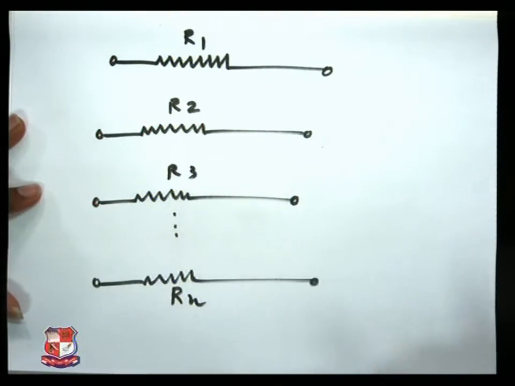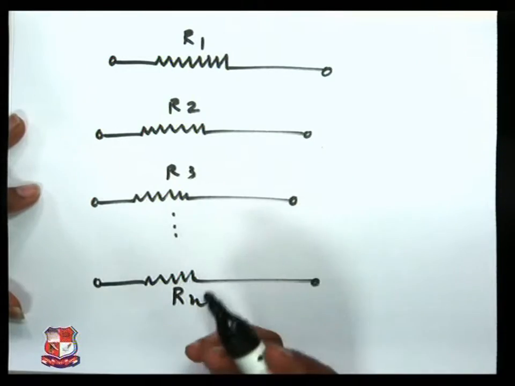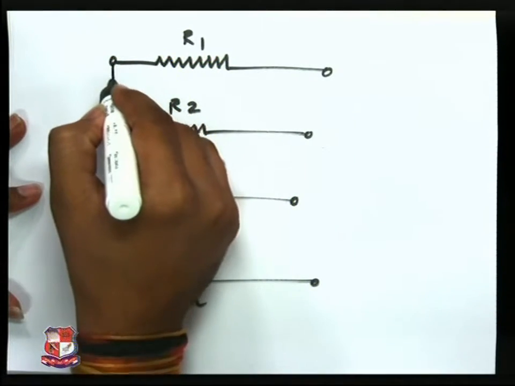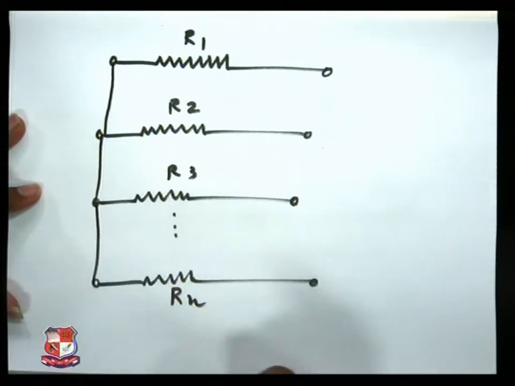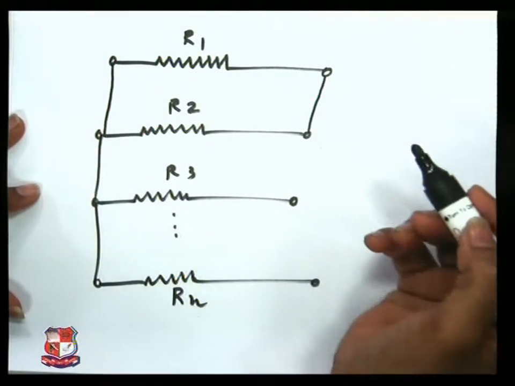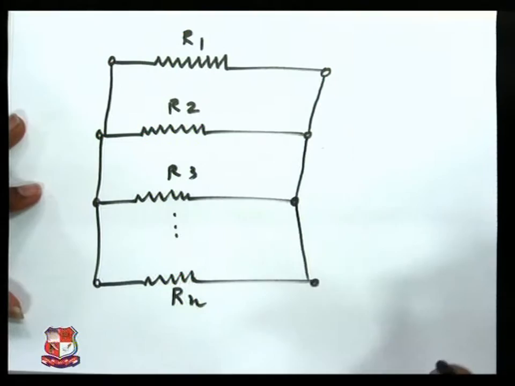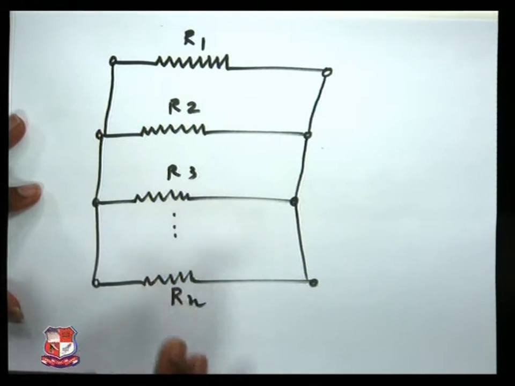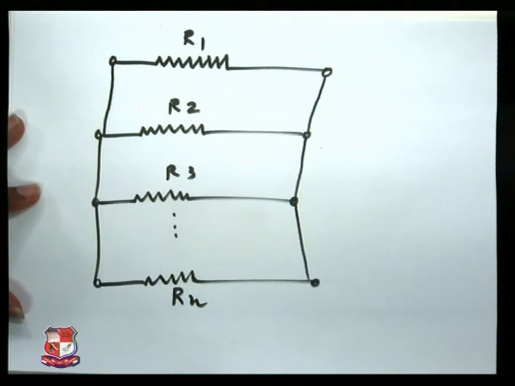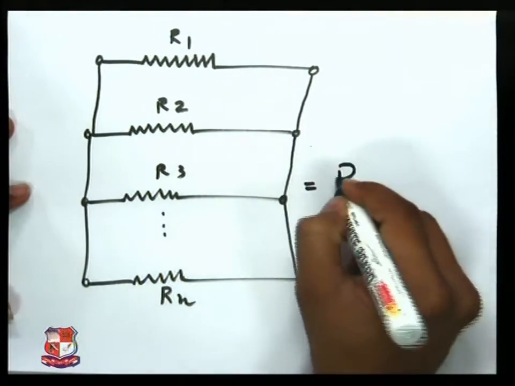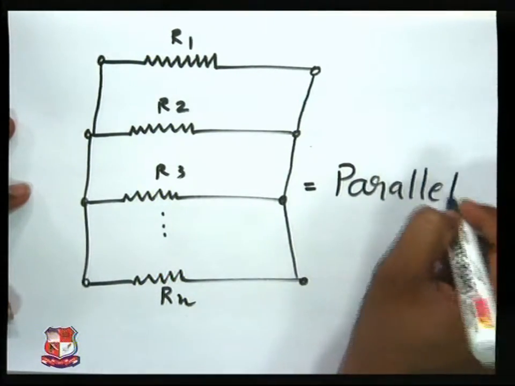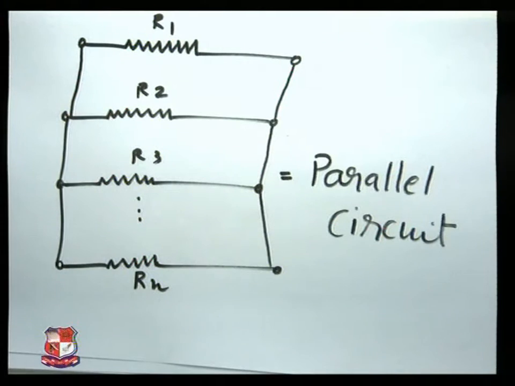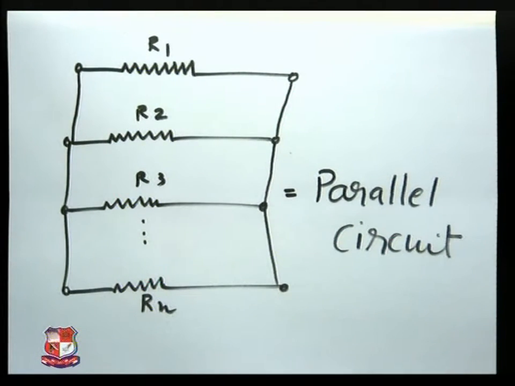So how do you make the parallel circuit of resistors? The first ends of all the resistors are connected with each other, and the second terminals are also connected with each other. So this circuit is known as a parallel resistor circuit, where n number of resistors are connected like that, with all the resistors across the same lines. This other one is known as a series circuit.